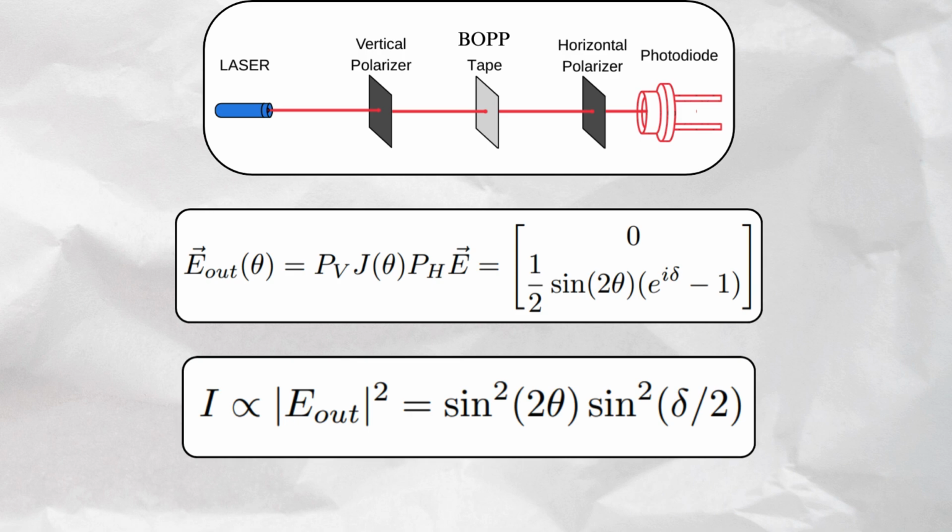Utilizing Jones formalism to work out the transmitted beam theoretically, we expect to see a sinusoidal trend. More specifically, the intensity is proportional to the sine squared of 2 times the rotation angle. Once the intensity function is fit in Mathematica, the retardance value can be found, from which the birefringence can be computed.